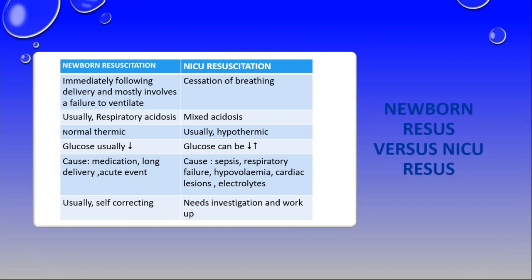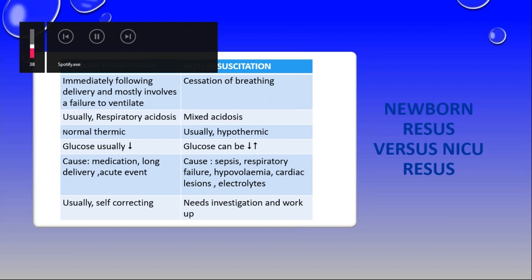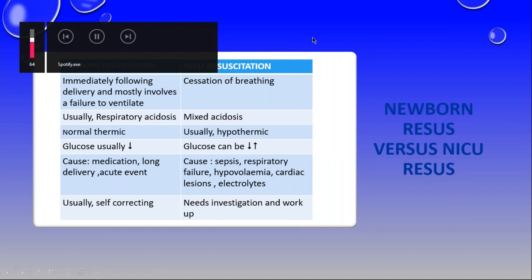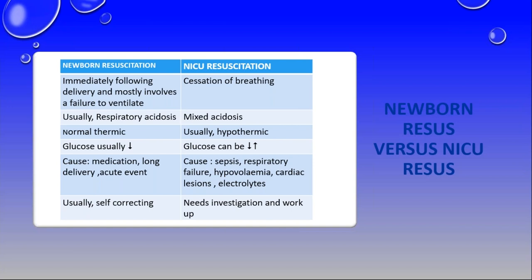One of the very, very important things to remember about resuscitation is that newborn resuscitation is very different to the resuscitation that often occurs in the neonatal intensive care unit. Newborn resuscitation is generally about ensuring that the baby, who usually has had a respiratory event, is ventilated, and the resus is almost easier than anything else that goes with it. So please remember that it follows immediately after delivery, and it's mostly about a failure to ventilate. Whereas with the NICU resuscitation, very often they have stopped breathing. There is a difference there.